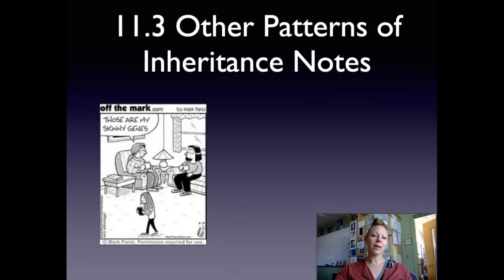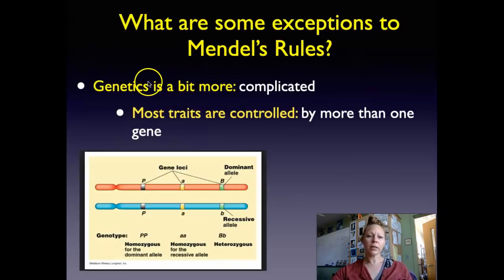We've been talking about Mendel's genetics, which is a very basic understanding of how genetics work. And sometimes it's not so simple. So we're going to talk about some situations when our genetics don't follow those rules, as dominant, recessive, and everything like that. So here, genetics is a bit more complicated.